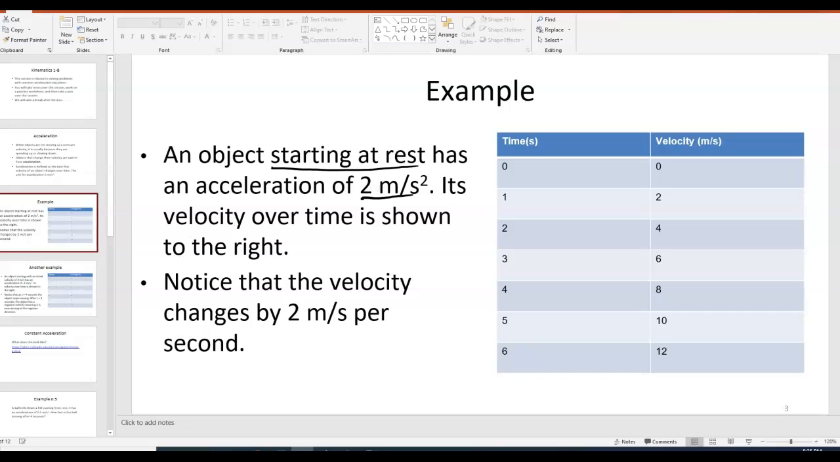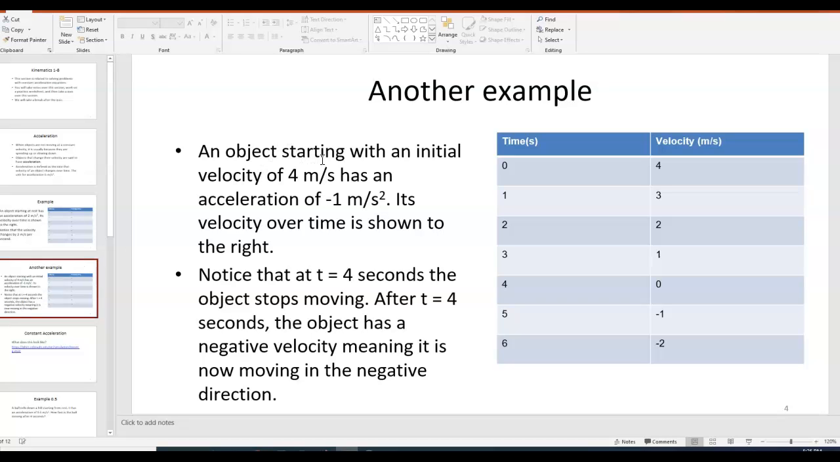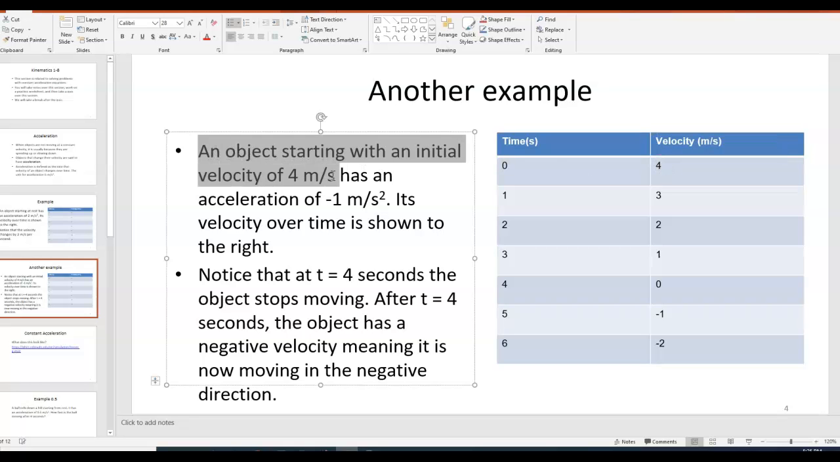Okay, so let's do one more concept example. This says an object starting with an initial velocity of 4 meters per second has an acceleration of -1 meters per second squared. Its velocity over time is shown to the right. So at time t equals 0 seconds right here, the velocity of the object is 4 meters per second. That's what it tells us right here when it says the initial velocity is 4 meters per second.